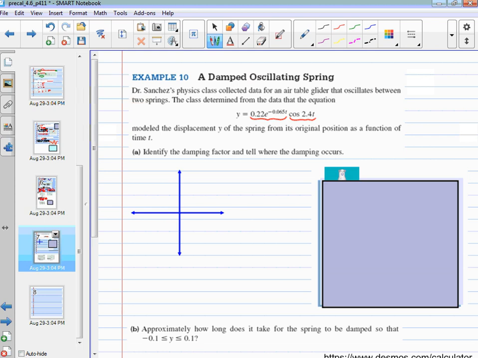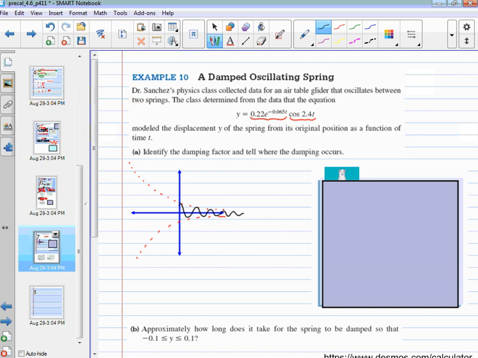Now, can I recognize it? e to the negative 0.065t. This is an exponential decay. So that's going to change the amplitude of it, etc. But that's the exponential decay. So I've got some sort of graph that's doing this, exponential decay. And then the negative of that, I just flip it over. It's doing this. And that cosine, 2.4t, is how often it oscillates, but it's just a cosine graph. So I know it's going to start at my maximum right here, and it's going to oscillate between these things, getting smaller and smaller as it goes along.